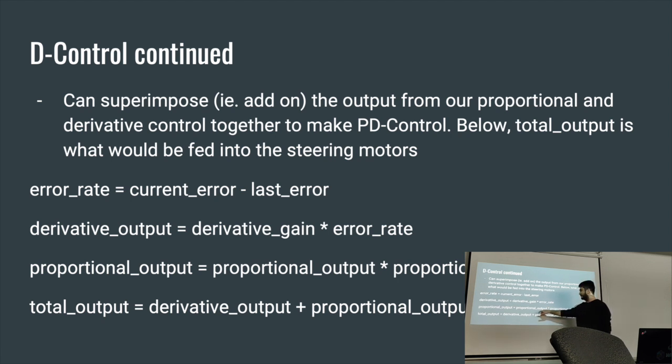Oh, this doesn't make sense. Okay, sorry, this should be just a regular error. And then we combine the total output, which is what we actually feed back to our motors. The combination of what the proportional controller gives us and the derivative controller gives us. So basically, the motor is now controlled by two things. It's controlled by the actual difference between your trajectories, and it's also controlled by the rate of difference between your trajectories.